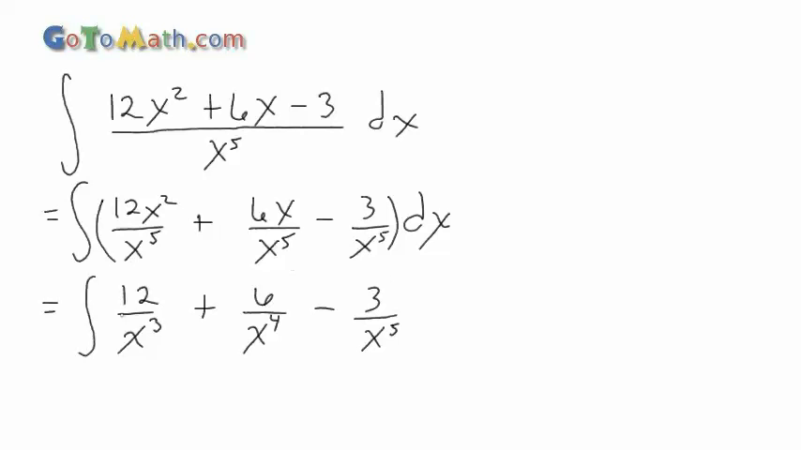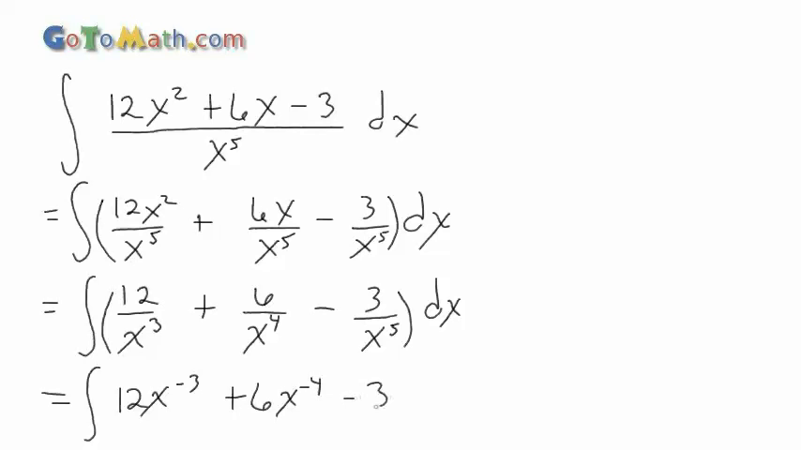Now we can't take the integral of this just yet. We're going to have to rewrite this again, and that is we'll have to take this x cubed into the numerator, so that becomes x to the negative 3, 6x to the negative 4, minus 3x to the negative 5 dx. Now let's just go ahead and continue this right up here. How's that?